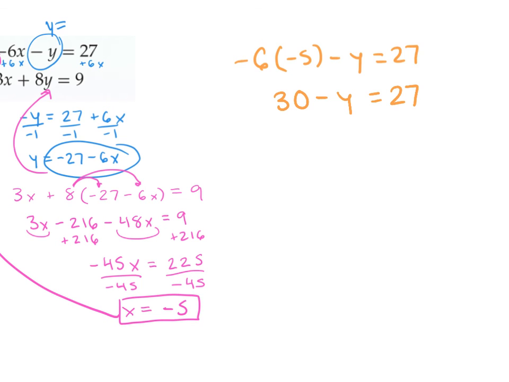Now what do we do? Subtract 30 on both sides. So negative y is equal to, what is 27 minus 30? Negative 3. Is that our answer? No. What do we have to do? Divide both sides by negative 1. So y is equal to positive 3.